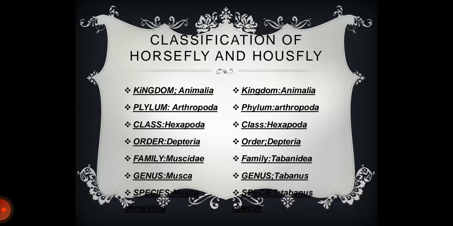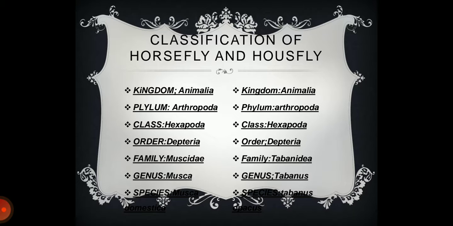Okay, there are loads of flies. Here we discuss the classification of some flies. The first ones are the horsefly and housefly. Now we read the classification of the housefly. Housefly: kingdom Animalia, phylum Arthropoda, class Hexapoda, order Diptera, family Muscidae, genus Musca, and species Musca domestica.